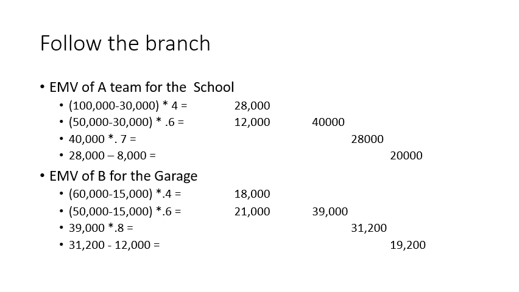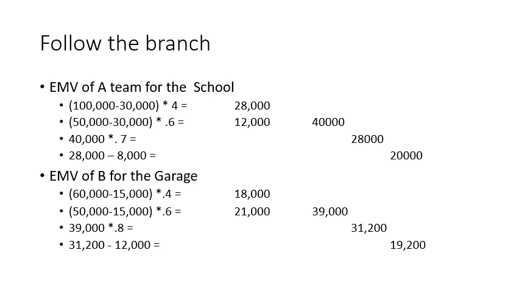So again, we can follow the branches and we should come up with the same value as we just discussed previously. If we take the EMV of the A team for the school, we have 100 minus 30,000 times 0.4, 50,000 minus 30,000 times 0.6, which gives us 28 plus 12, or 40,000. The probability of us doing that is 0.7. 40,000 times 0.7 gives us 28,000. 28,000 less the $8,000 cost gives us a value of 20,000.